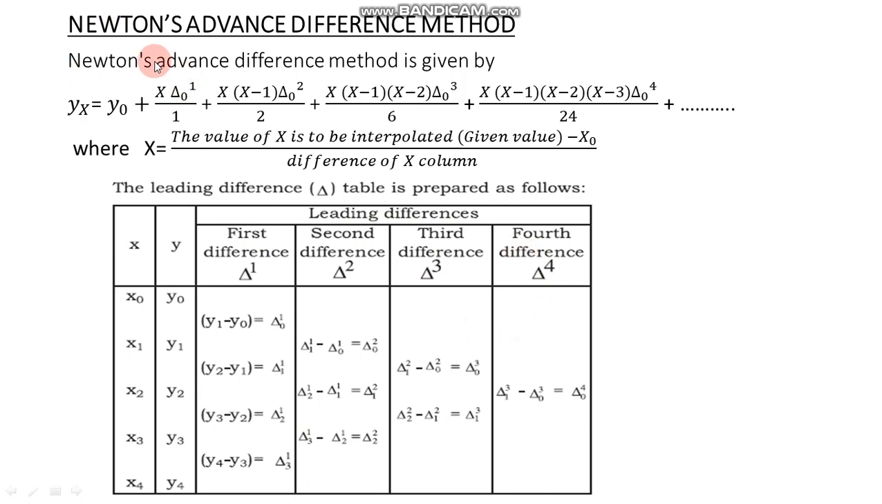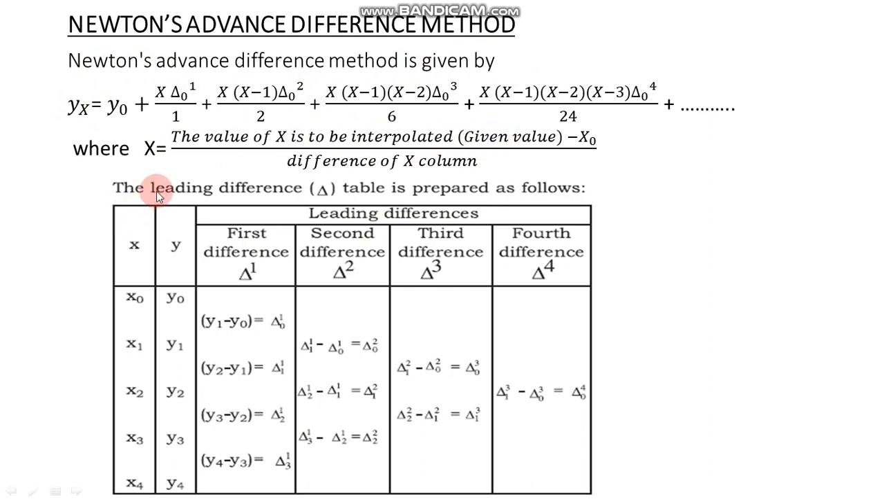I repeat once again how to remember the formula. yx is equal to y naught plus x delta naught 1 divided by 1, and x1, this is 1, and plus 1, this full term, 1 plus 1 is 2 divided by 2, 1 plus 1 plus 1, that is delta naught 3, 1 plus 1 plus 1 plus 1, that is delta naught 4. And after that, there is the x formula. Please remember these two. You have to practice more on these two formulas because they ask 2 marks also. Write down the formula for Newton advanced method.